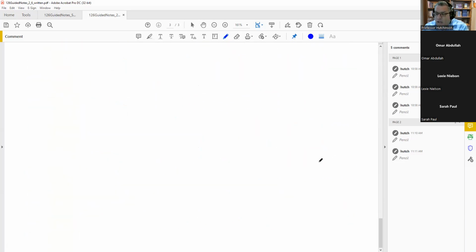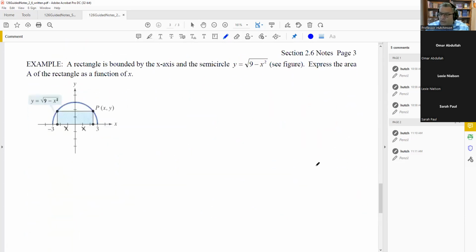Okay, so this is the last problem that we're going to be doing for today in this section. It says a rectangle is bounded by the x-axis and a semicircle, as we see here. Express the area A of a rectangle as a function of x.